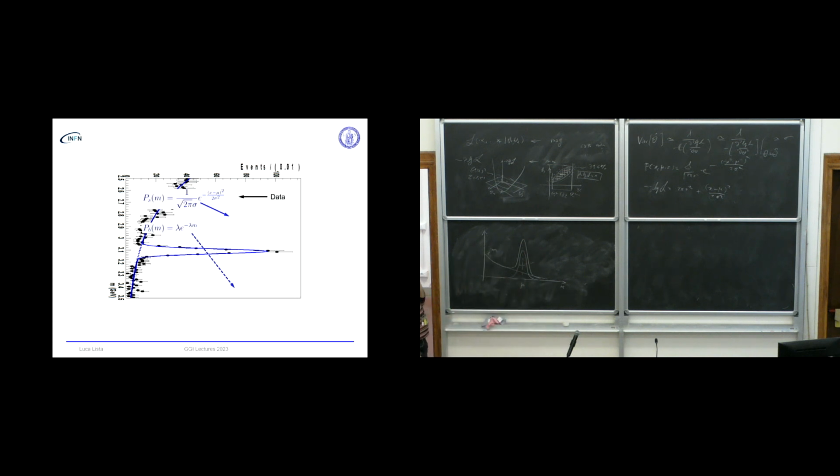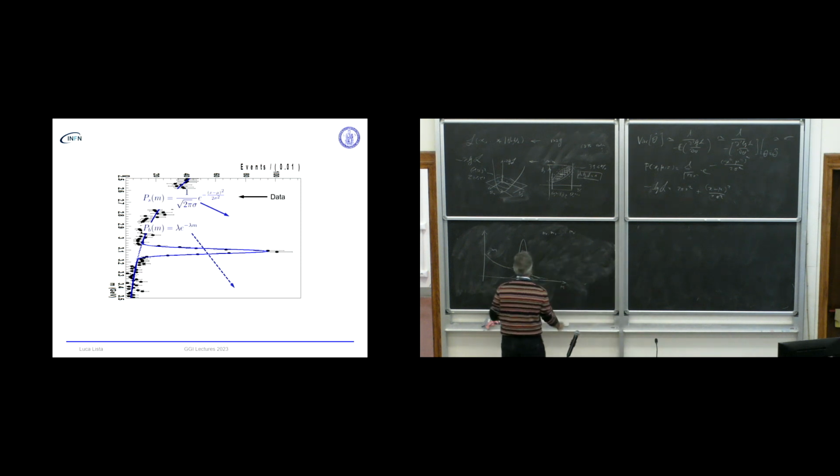How does this turn out in real life? In real life, I have a number of points, m1, m2, ..., mn, and they are distributed in part according to the background and in part according to the signal. So what is my probability model? I have to make a mixture of two probability distributions.